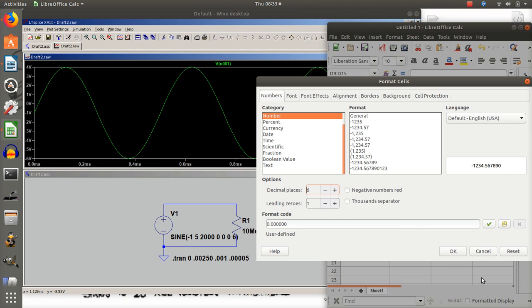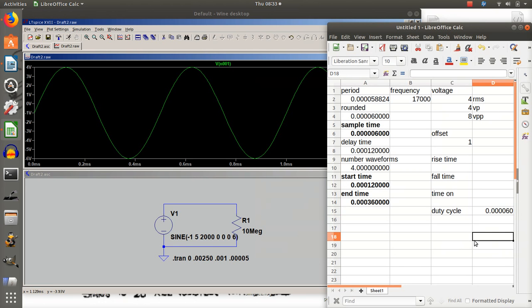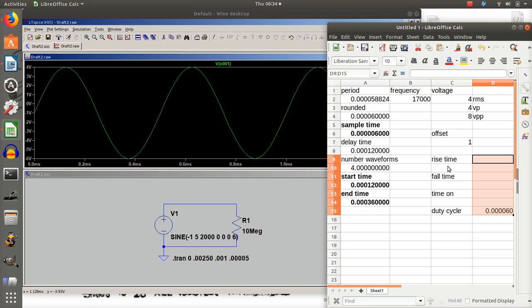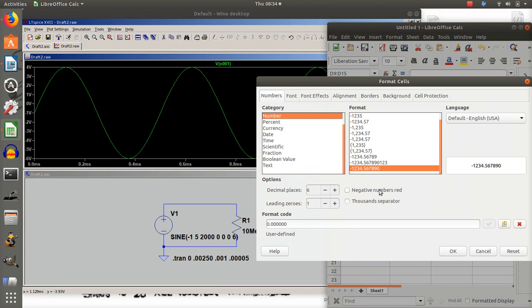And 6 decimal places is good. Alright. Rise time and fall time, what I typically do for a square wave is I take a very, very small fraction of this. So 1, 2, 3, 4, 5, 6. I might not have enough decimal places, so let's go ahead and make that 7 decimal places. Yes. Okay.